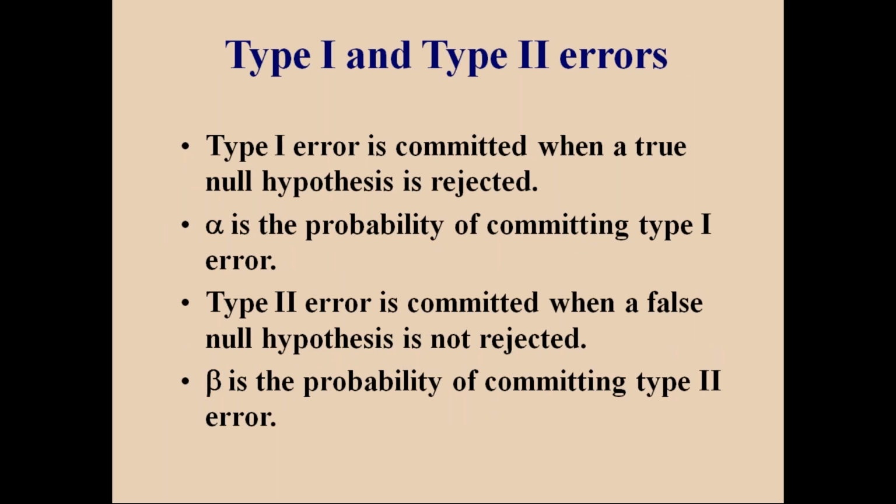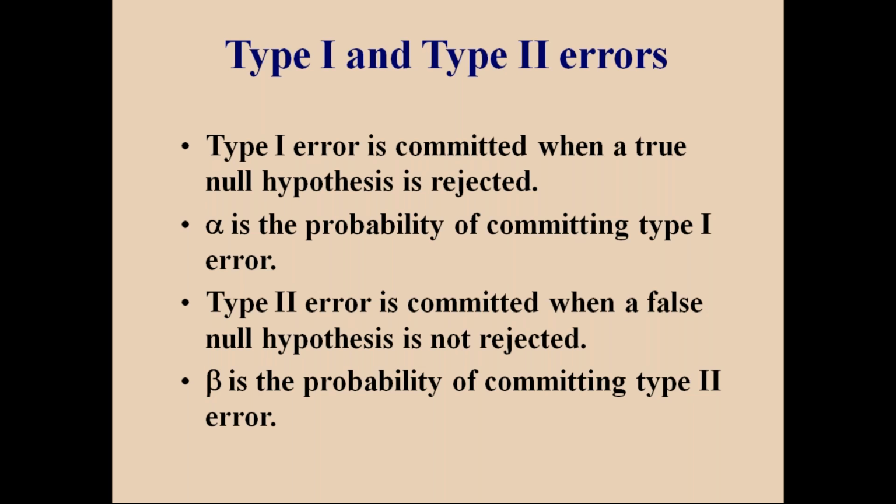Let us see type 1 and type 2 errors. Type 1 error is committed when a true null hypothesis is rejected. Sigma (alpha) is the probability of committing type 1 error. Type 2 error is denoted by beta. Type 2 error is committed when a false null hypothesis is not rejected. Beta is the probability of committing type 2 error.